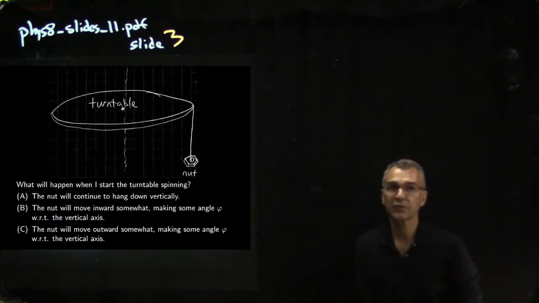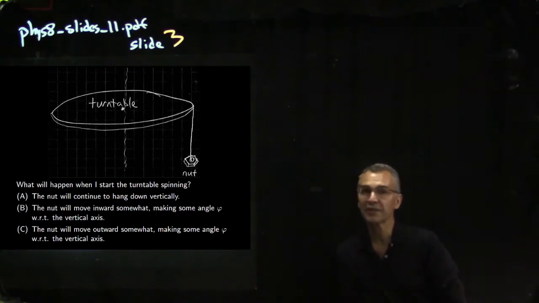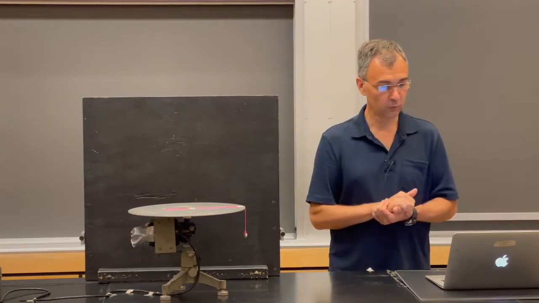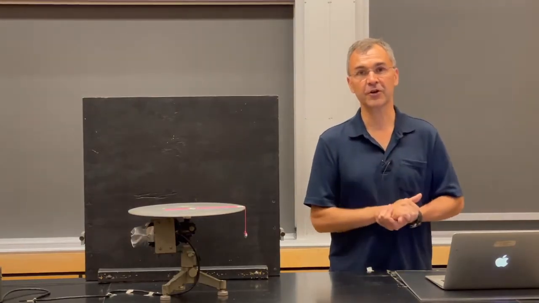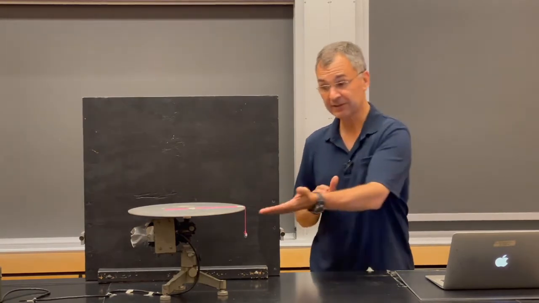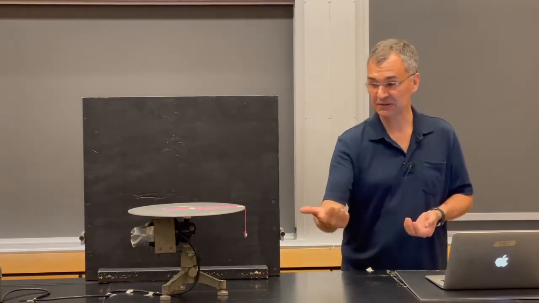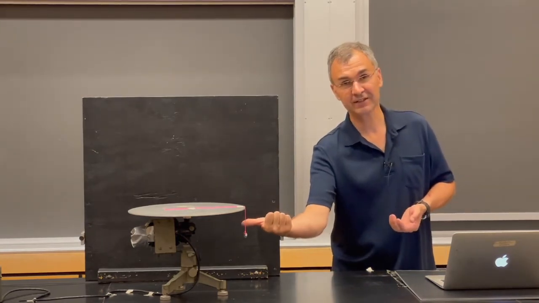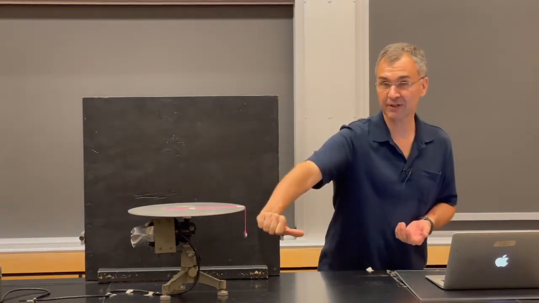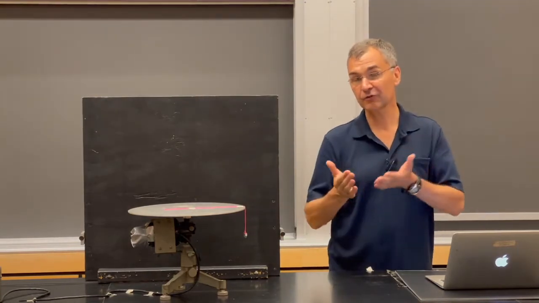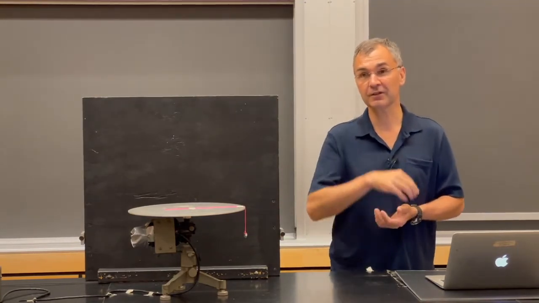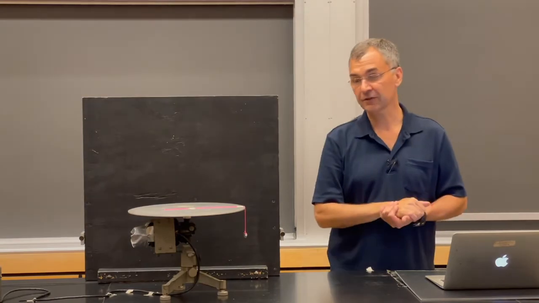The next question is, what will happen when I start the turntable spinning? What do you think is going to happen? Maybe the nut will just continue to hang down vertically. Maybe the nut will be deflected inward, or maybe the nut will be deflected outward. And if it is deflected, how will that deflection depend on the speed at which the turntable turns?